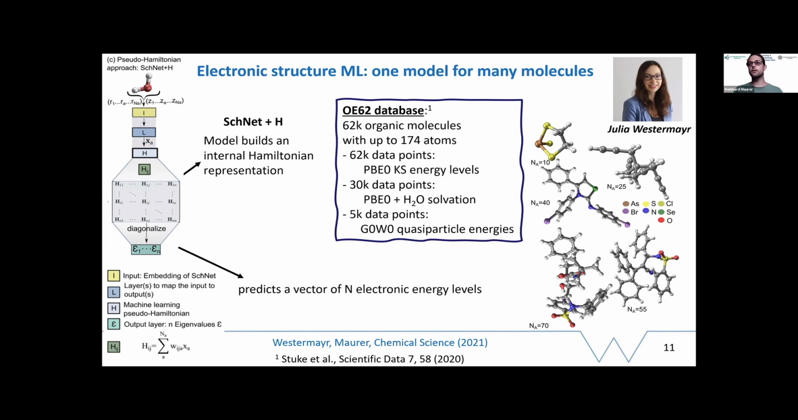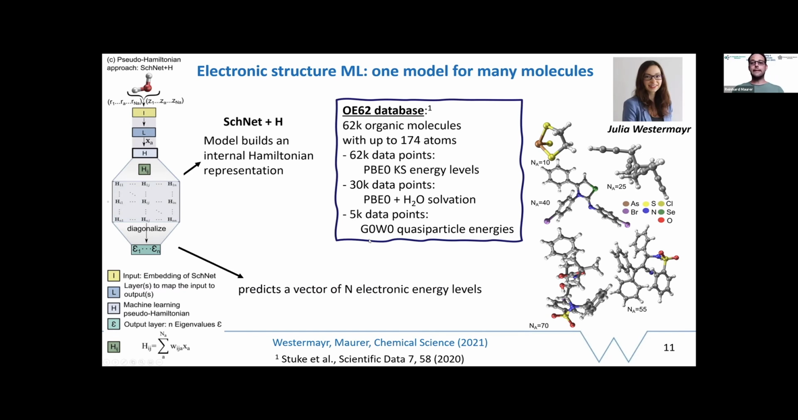And for each of these molecules, we have the hybrid DFT level Kohn-Sham energy levels. For a random half subset, half the data, we have the same energy levels with implicit water solvation. And for a very small subset, about 5,000 data points, we even have many-body perturbation theory correlation energies. So these are corrections on top of the DFT energy levels that accurately represent electron addition and electron removal energies, so ionization potentials and electron affinities, that you can actually compare to experiment.